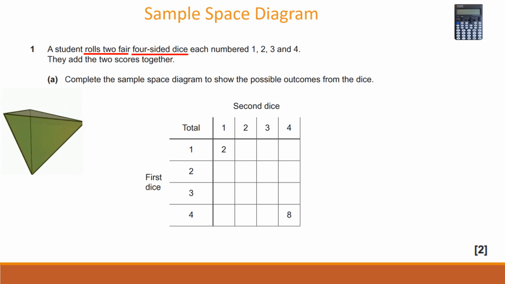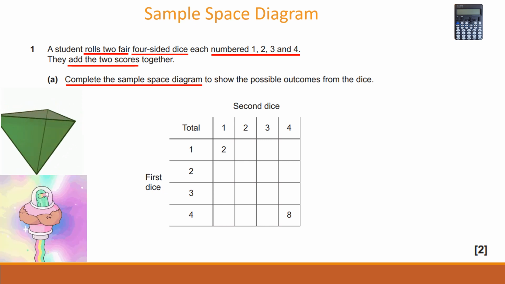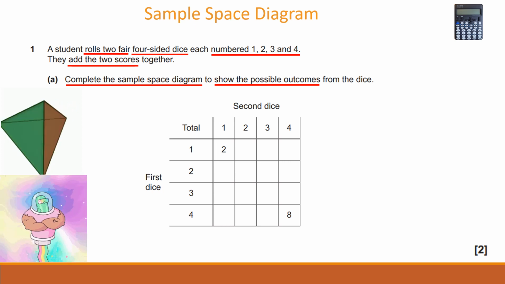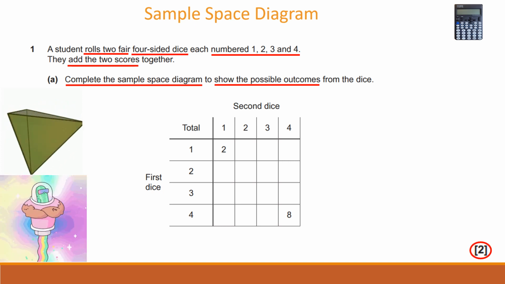So you've got a dice that can be rolled and it has got four sides, and each side is numbered 1, 2, 3 and 4. Now the two dice are rolled separately and then the scores on the two dice are added together. You have got to complete a sample space diagram to show the possible outcomes from the two dice, and this is worth 2 marks.